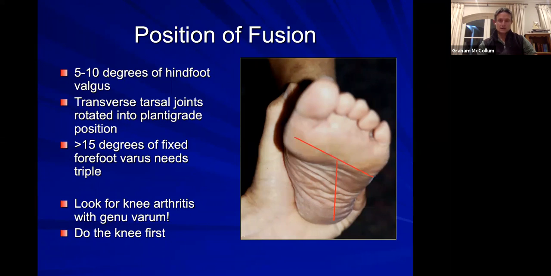So the goal is to try and get the knee corrected first, then work downstream and do the triple afterwards. So if you ever have a knee surgeon that says, look, do the foot first, that's incorrect. Do the knee first and get them straight if there's dual pathology.